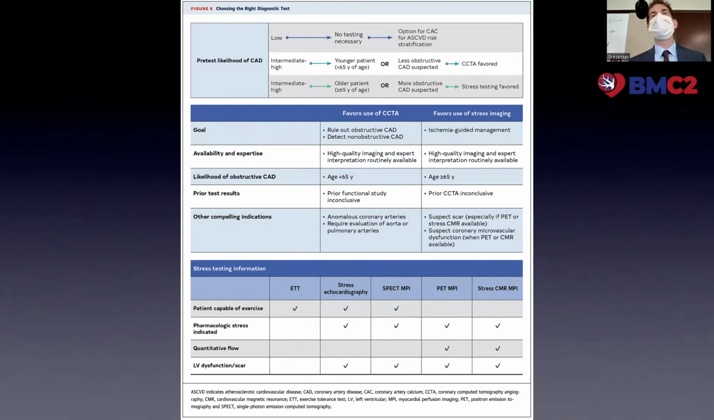Obviously, a lot of weight goes into what's your local expertise. Is your site really good at coronary CT, but not as good at stress testing, for example? That would shift you to which way you would order. This one I don't necessarily agree about. Younger patients under 65 favors using coronary CT. Older patients greater than 65 favors stress testing.